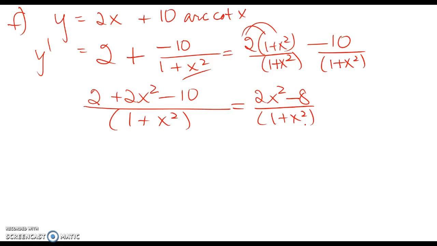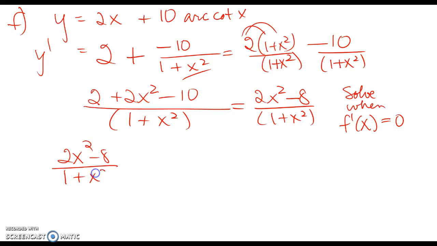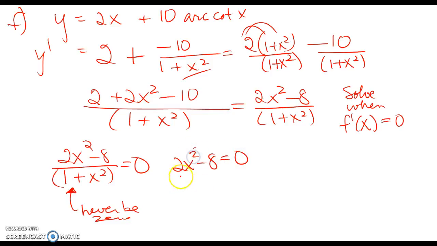Well, let's say they ask you to solve when f prime of x equals 0. Alright, so we're going to take f prime of x and set it equal to 0. Notice the denominator will never be 0, will it? So we only have to consider the numerator. So 2x squared minus 8 equals 0. Notice I can pull a 2 out and I'll have x squared minus 4 equals 0. I get rid of the 2.